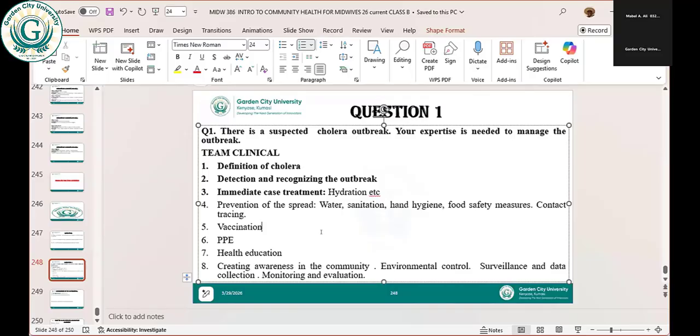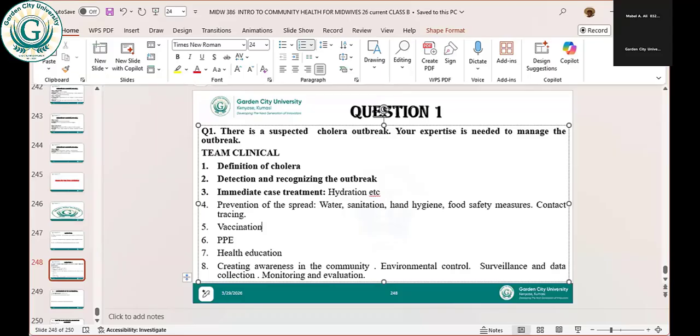You isolate the cases and you quarantine the people that have come into contact with the cases. And you do further contact tracing to get more of the cases and people that have also come into contact with the cases. Then we say you encourage people to wear PPE. Now, when you say environmental control, what do you mean?